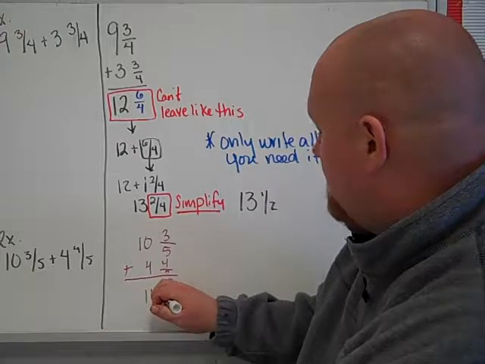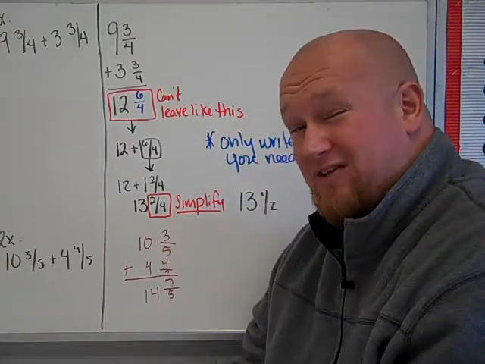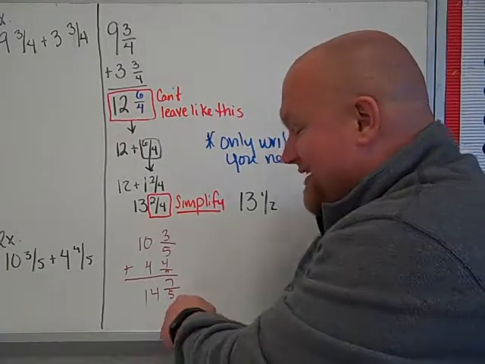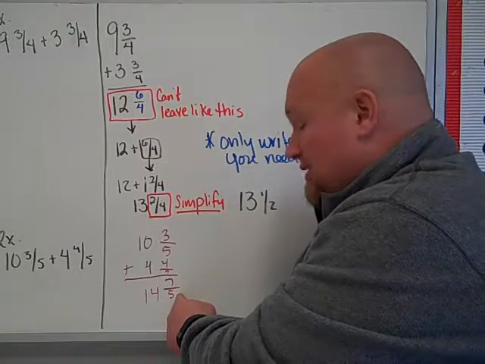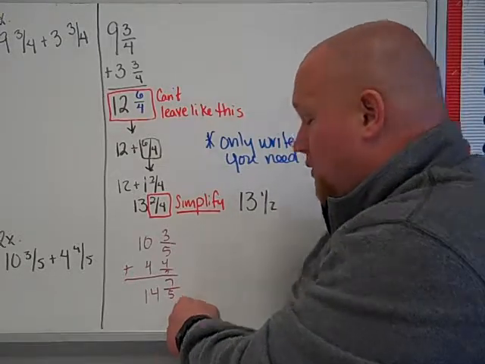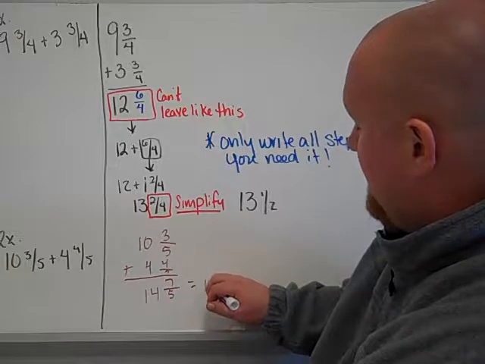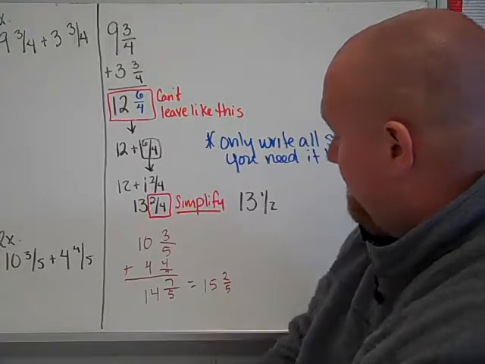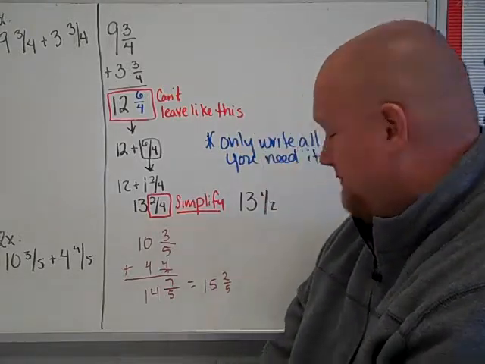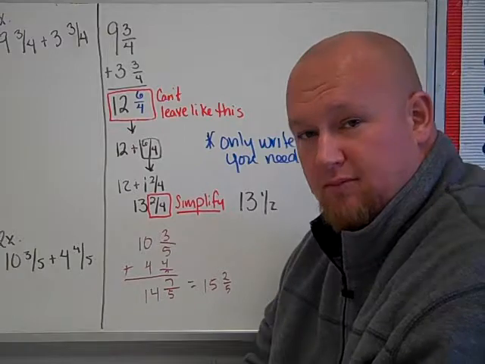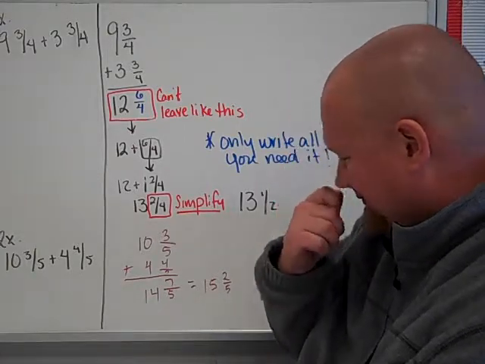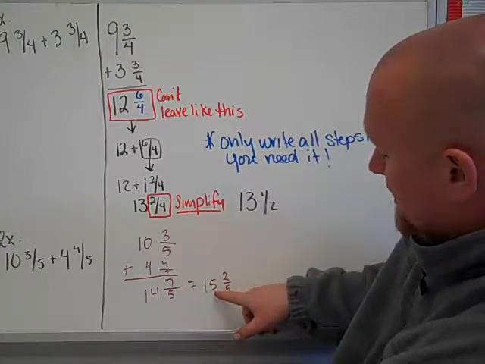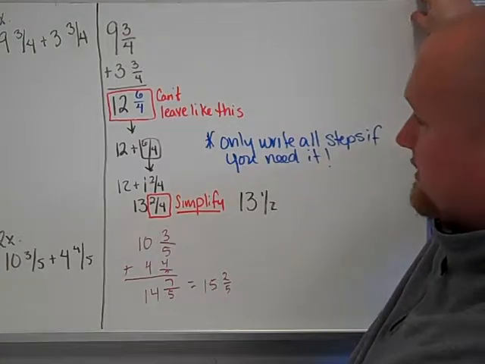3/5 and 4/5. That's 7/5. 4 plus 10 is 14. 14 and 7/5. They're both prime numbers. But that's not in simplest form because that's still a mixed number. That's one whole set more. So one extra set turns 14 into 15, and then I have 2 parts left over for 2/5. Okay? 2/5 is in its simplest form. Notice, 7/5 is actually 1 2/5, and that 1 just got added to the 14 to make 15 2/5.